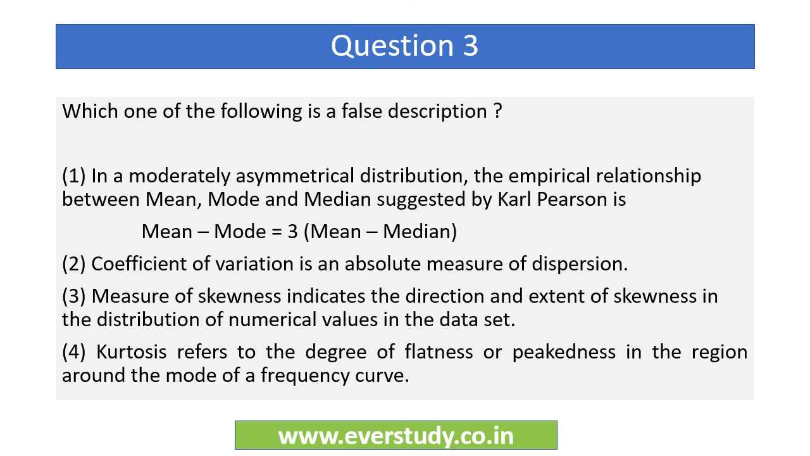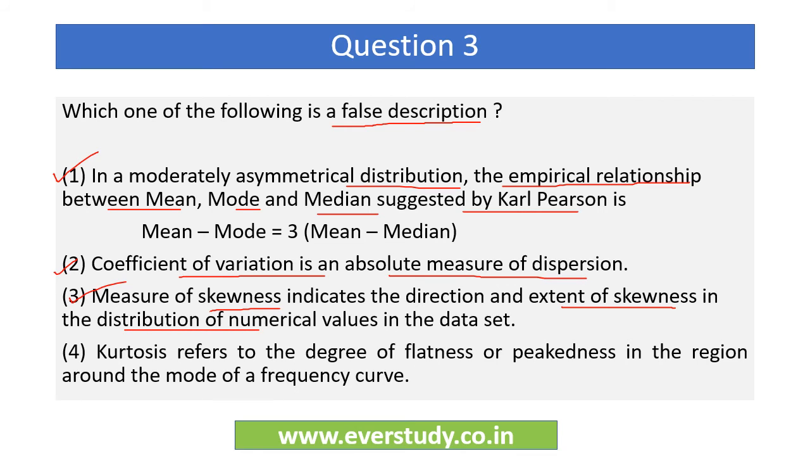Next question is, which one of the following is a false description? Option number 1: in a moderately asymmetrical distribution, the empirical relationship between mean, mode and median suggested by Karl Pearson is that the difference between the mean and the mode is 3 times the difference between the mean and the median. Next option is, coefficient of variation is an absolute measure of dispersion. Third option is, measure of skewness indicates the direction and the extent of skewness in the distribution of numerical values in the data set. And the last option is, kurtosis refers to the degree of flatness or peakedness in the region around the mode of a frequency curve.